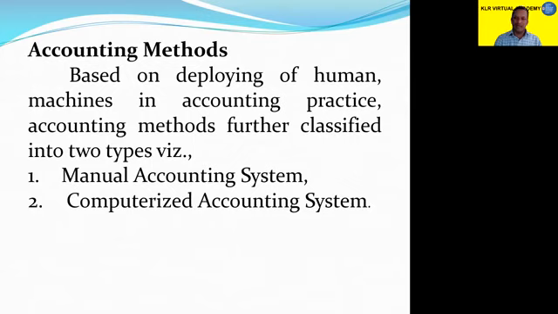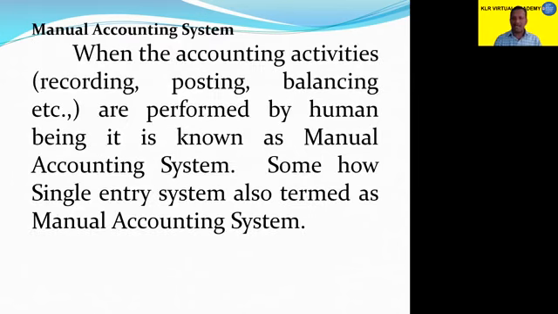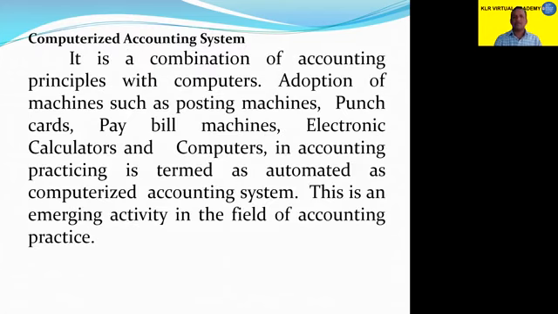The next one, accounting methods. In the accounting process, we are supposed to use some people and some equipment and machinery. If the accounting process is practiced only with the help of humans, then it is called a manual accounting system. When accounting activities like recording, posting, and balancing are performed by human beings, it is called a manual accounting system. Many people nowadays use this system. The single entry system is somewhat also called a manual accounting system, but it does not actually mean that. The next one, the computerized accounting system, the actual topic we are now entering.